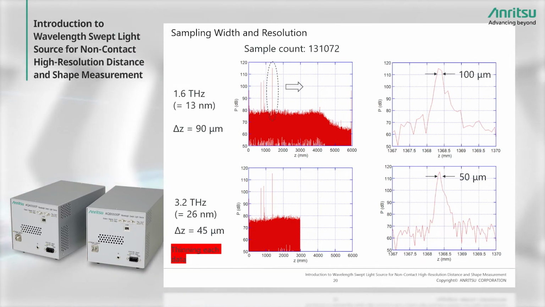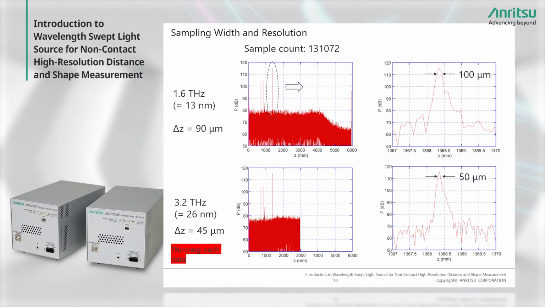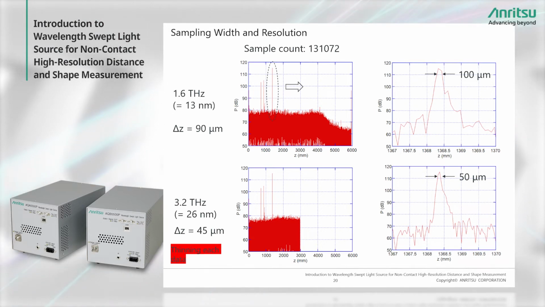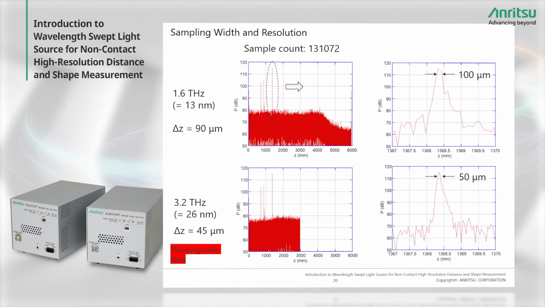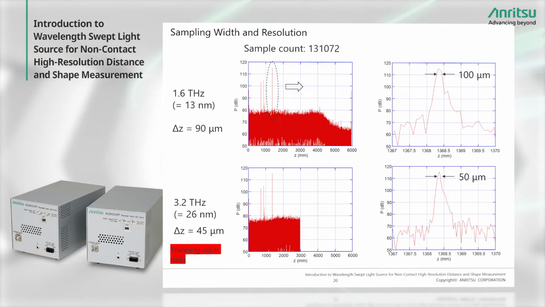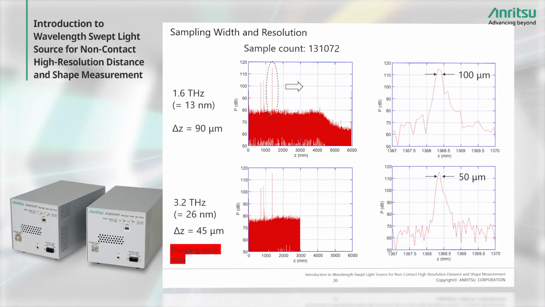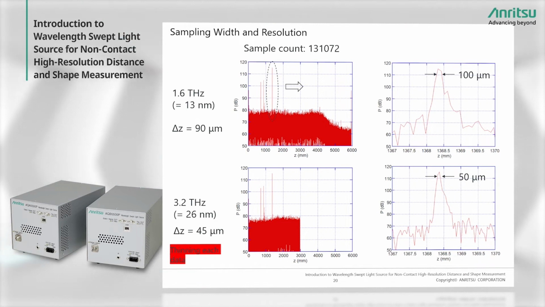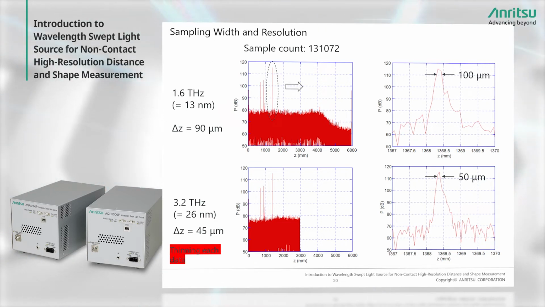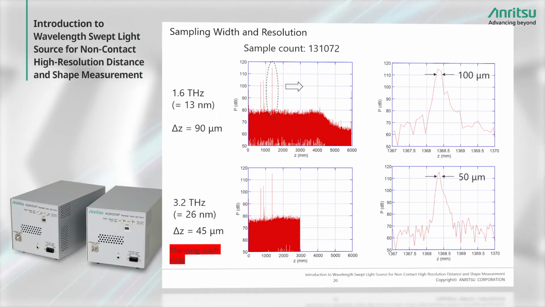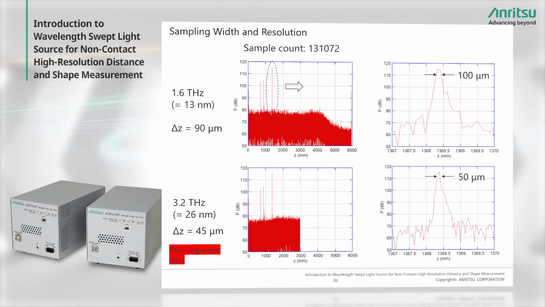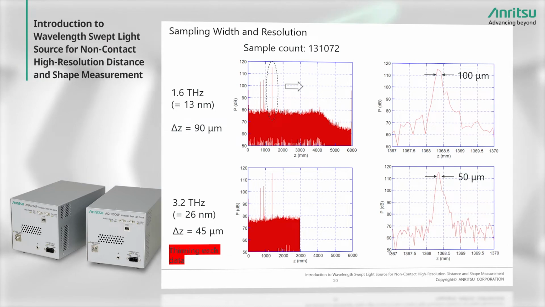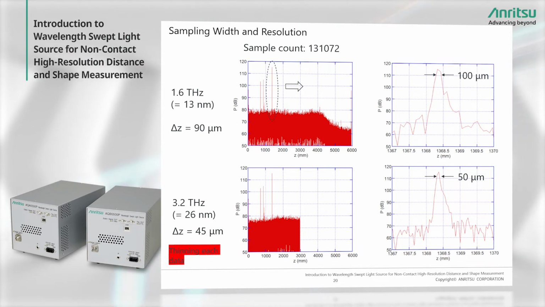This was followed by sampling 260,000 points and thinning each measured data by 1. By doing so, although the number of sampling is the same 130,000, the data can be sampled across a wavelength sweep range of 3.2 terahertz. The calculated resolution in this case is 45 micrometer, and the actually measured peak width is 50 micrometer, clarifying that the obtained FFT spectrum is about as calculated.